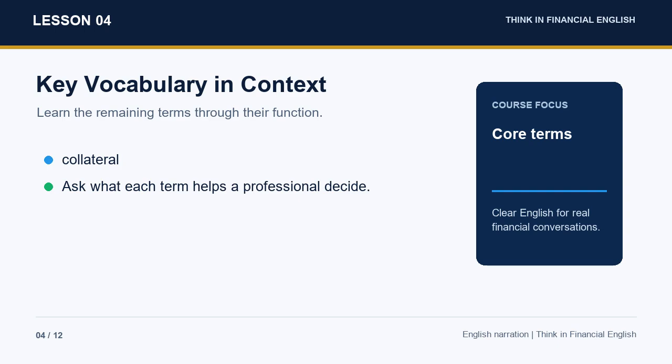Do not rush to translate the terms into Chinese first. Try to build the English logic directly. For example, start with a simple sentence: the company needs funding. Then make it more professional: the company requires financing to support growth, manage risk, or improve liquidity. The second sentence sounds more useful because it shows purpose, mechanism, and consequence.